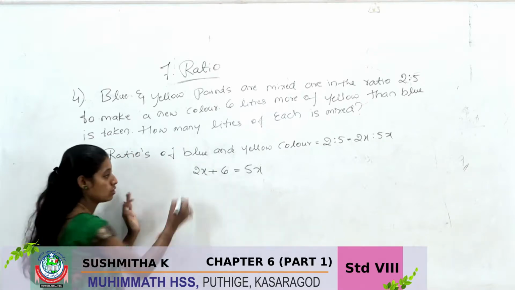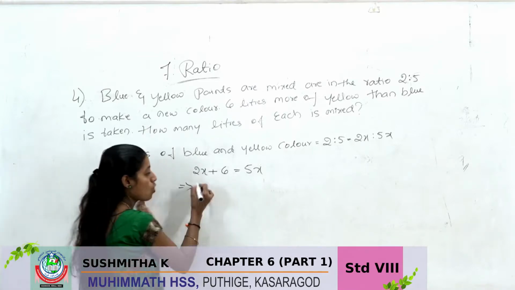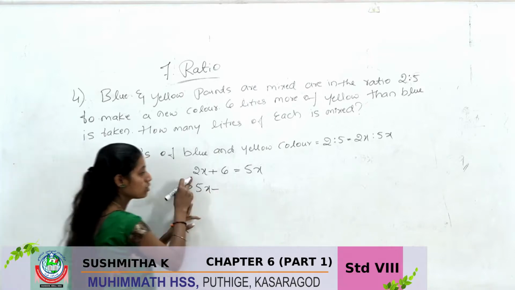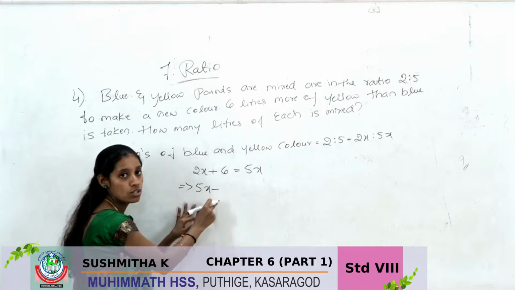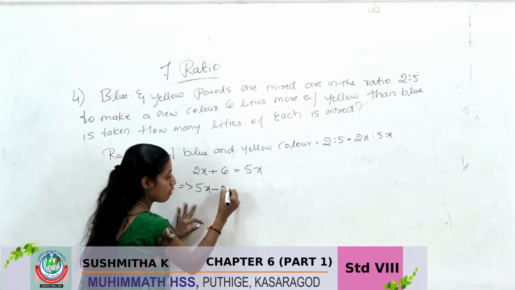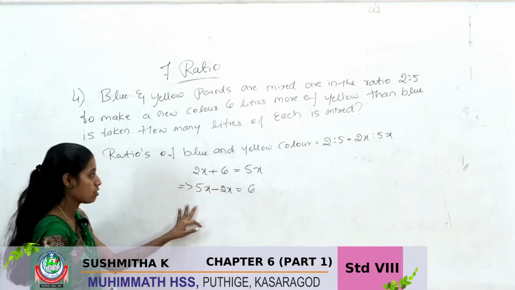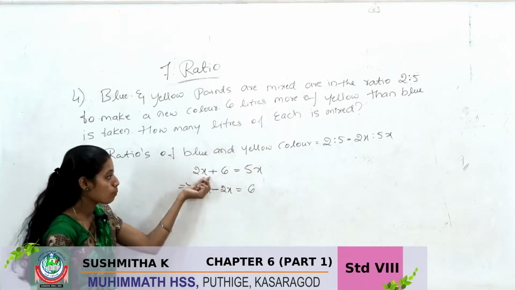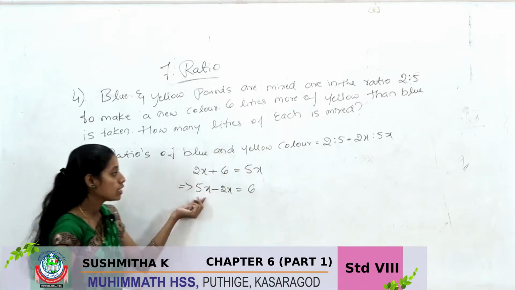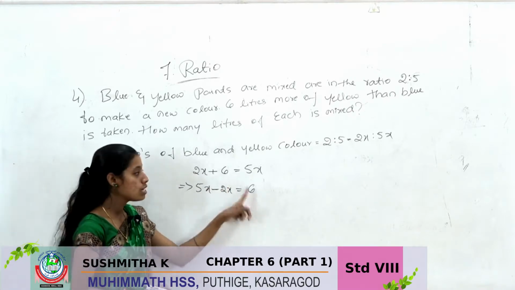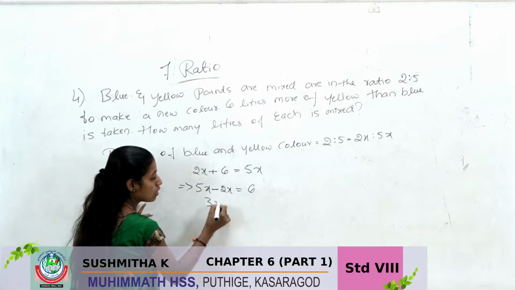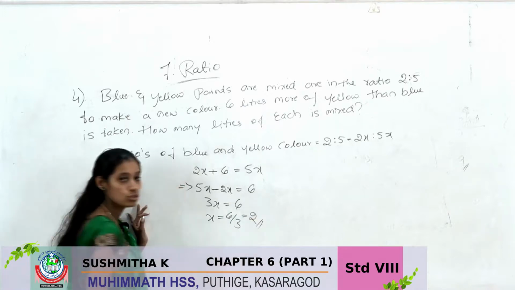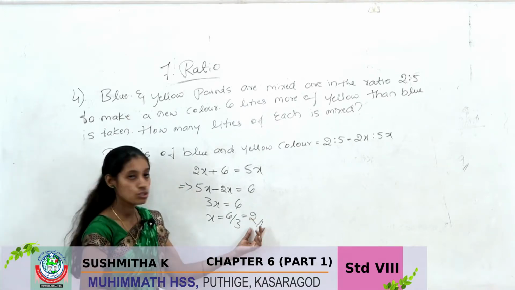Then what's the next step? The 2x is a positive number on the left side, so it will be converted into minus. That is 5x minus 2x is equal to 6. So 3x is equal to 6. That is x is equal to 6 by 3, which is 2. So the value of x is 2.